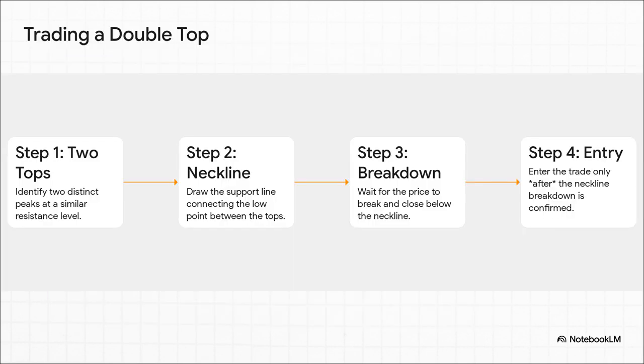Now, here's the crucial part. How do you actually trade it? You see those two peaks, but the biggest mistake traders make is jumping in way too early. You have to wait. The most important thing here is step 3. You need to see the price break and close below that neckline. That's the support level between the two peaks. That breakdown, that is your confirmation. That's your signal that the bears have finally taken control.